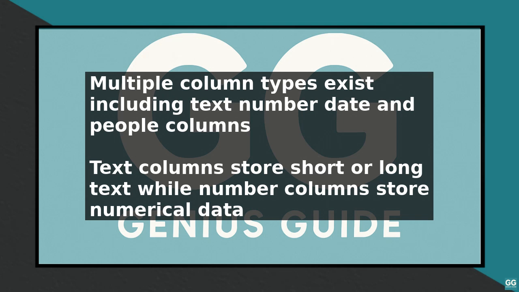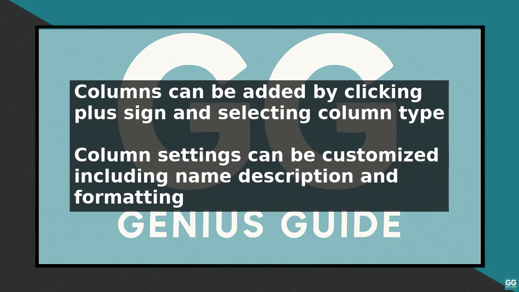To add a new column to your board, click on the plus sign at the top right corner of your board and select the type of column you want to add. You can then customize the settings for your column, such as the name, description, and formatting. You can also reorder your columns by dragging and dropping them to the desired position.